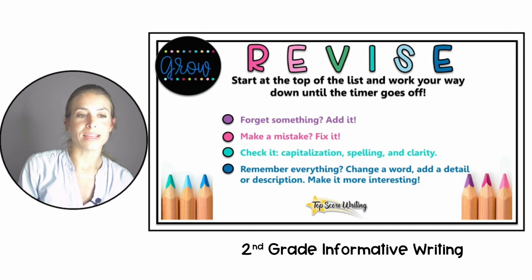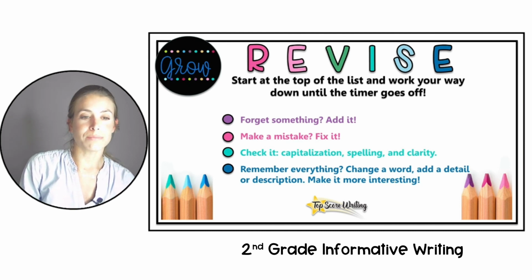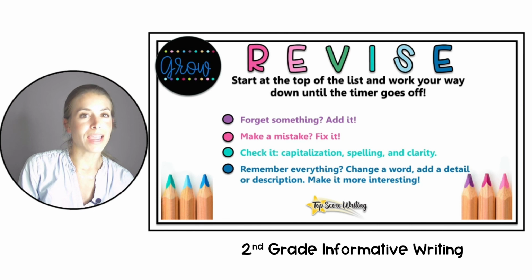Now it's time to revise. So start at the top of the list and work your way down until the timer goes off. So if you have a timer, go ahead and set it for 5 minutes. If you forgot something, I want you to add it right now. If you made a mistake, I want you to fix it. Check for capitalization, spelling, and clarity. And make sure that you remember everything. If you need to change a word, add a detail or description, make it more interesting right now.